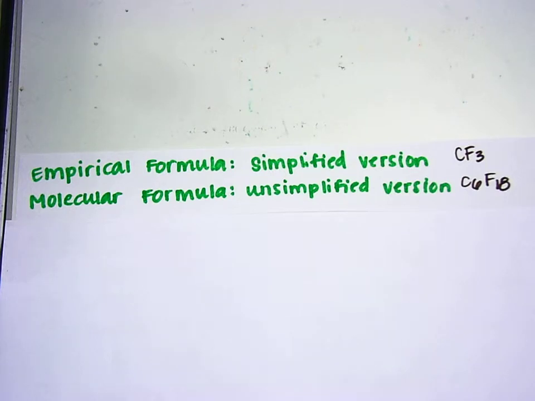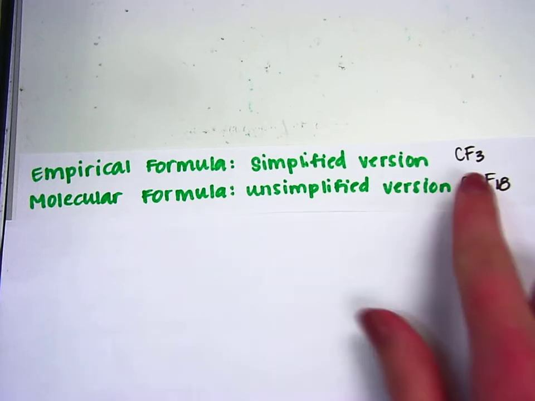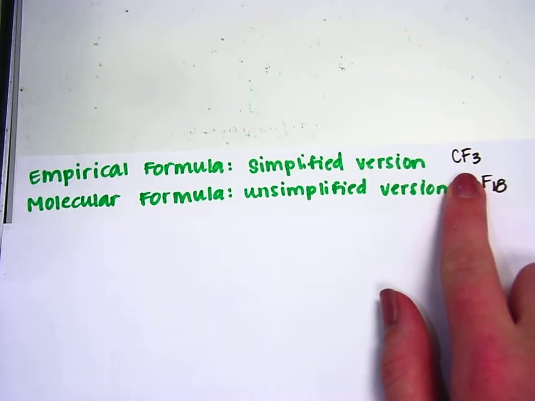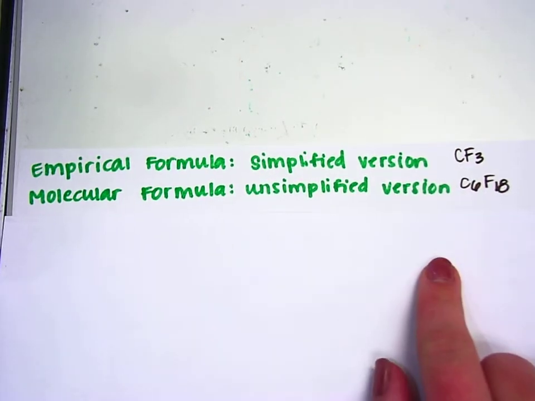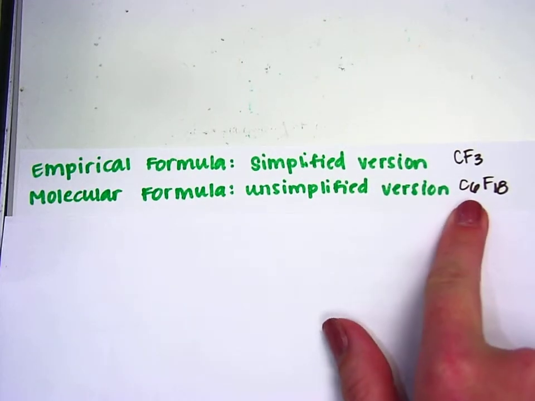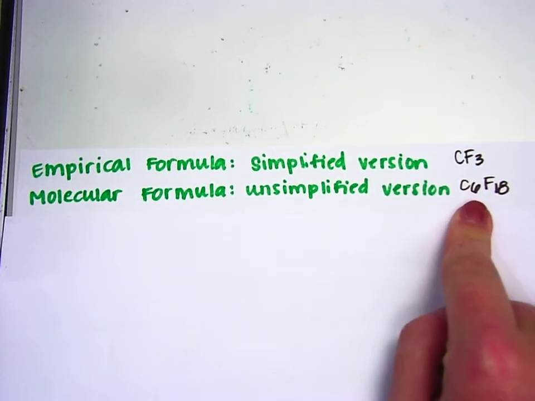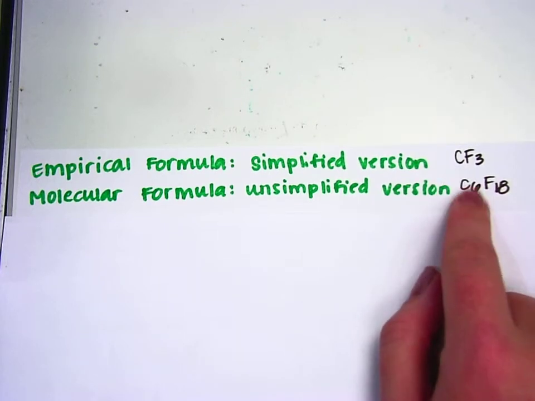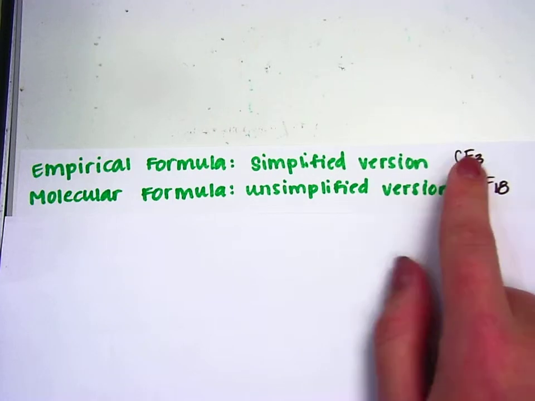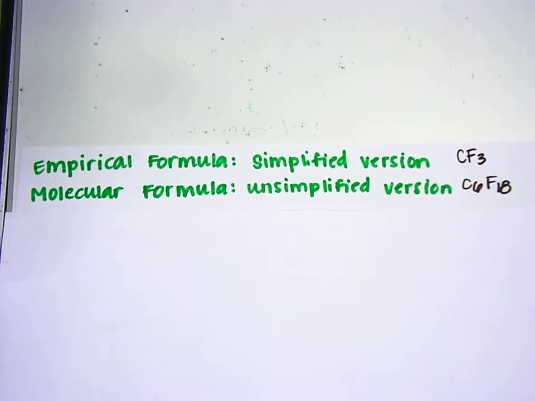The next thing we're going to talk about is empirical and molecular formulas. The empirical formula is basically the most simplified version of that formula. For example, CF3. The molecular formula is the unsimplified version, meaning that that ratio could get smaller. C6F18 is the same empirical formula as CF3. This one's just telling us that we have 6 times more. The ratio is the same as that one.